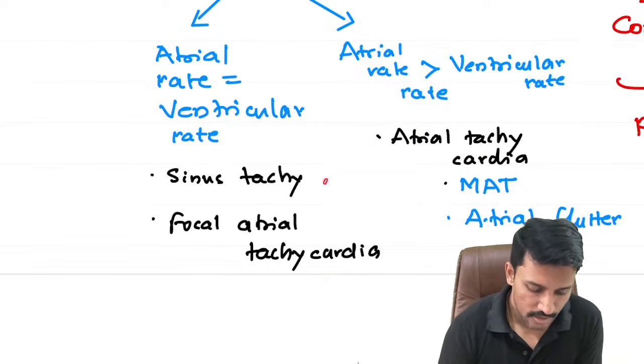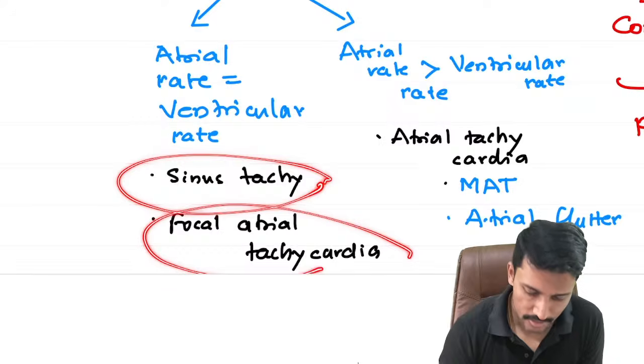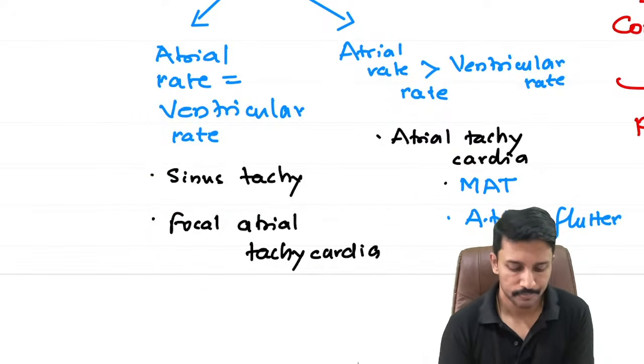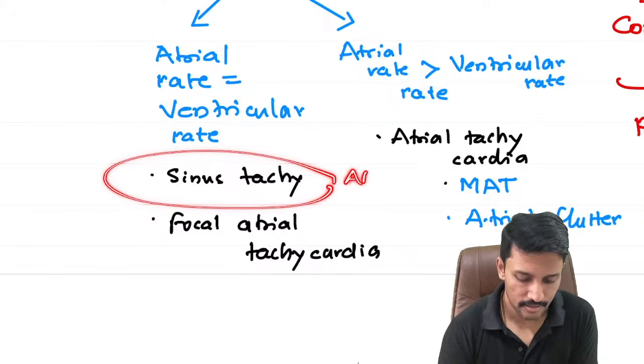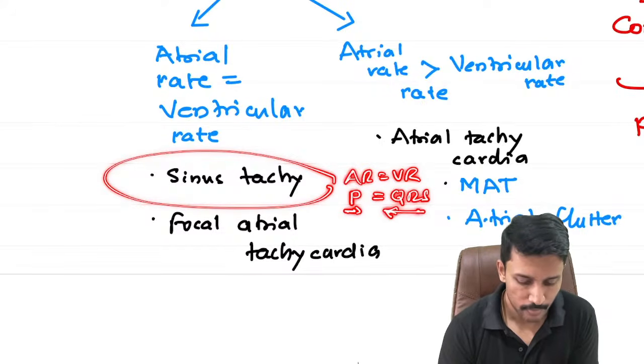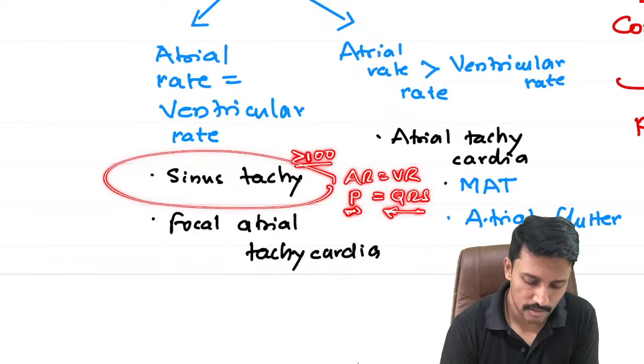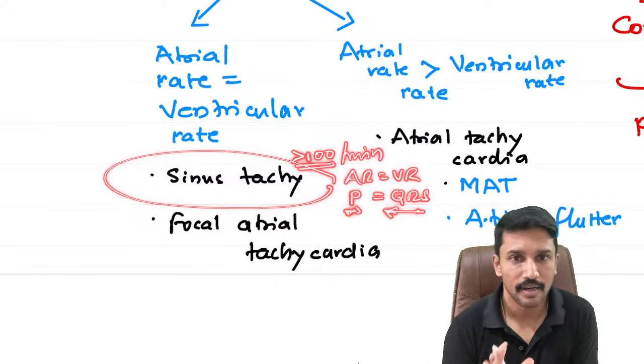So now we know how to identify sinus tachycardia, focal atrial tachycardia, and multifocal atrial tachycardia. In sinus tachycardia, the atrial rate is equal to the ventricular rate, or the number of P's is equal to the number of QRS. Each P is followed by a QRS. Behind the QRS, there is a P. The only thing is, it differs from normal sinus rhythm in that the heart rate is more than 100.